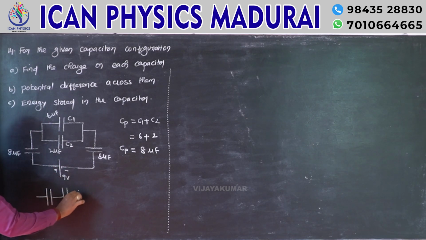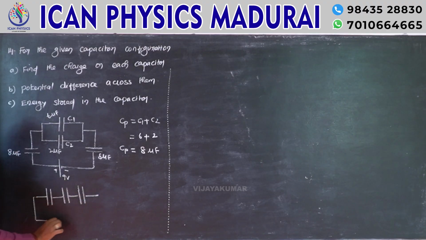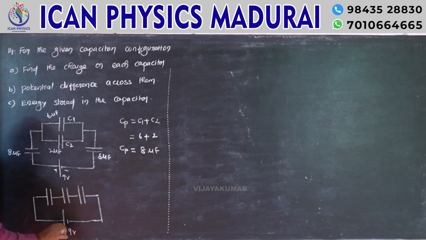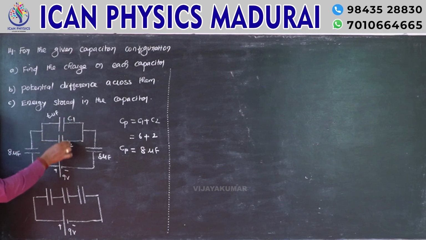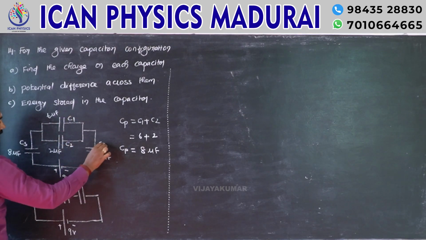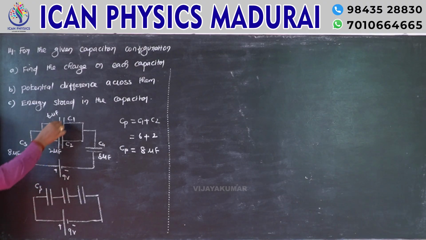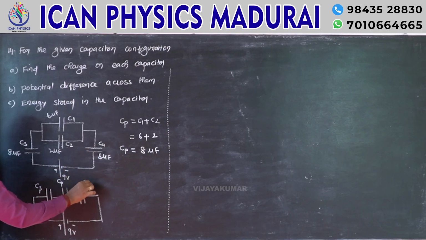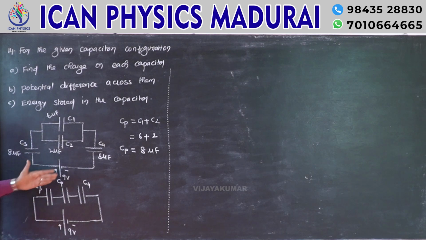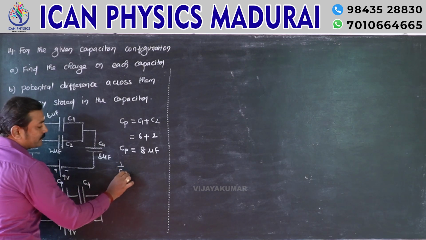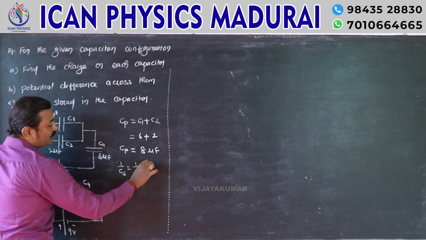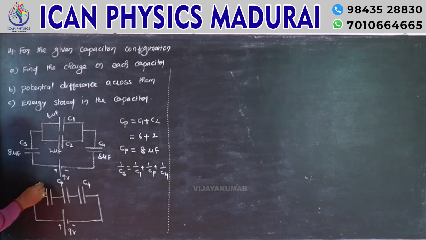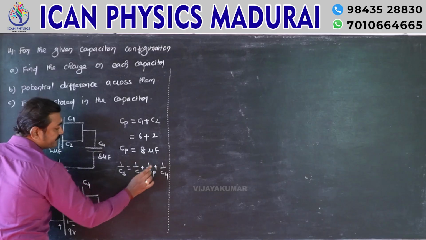Now, it is connected with the 9-volt battery, with a positive and a negative terminal. Now, the first capacitor can be taken as C3, these two become CP, and this one will be C4. Now, these three are connected in series. So, when connected in series, 1 by Cs equals 1 by C3 plus 1 by Cp plus 1 by C4.